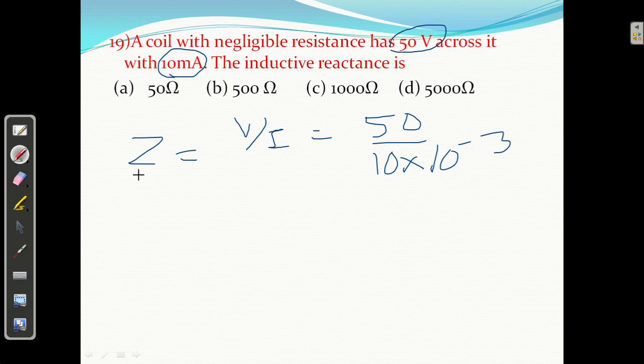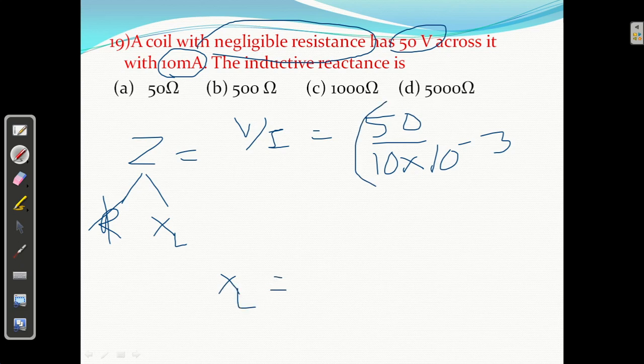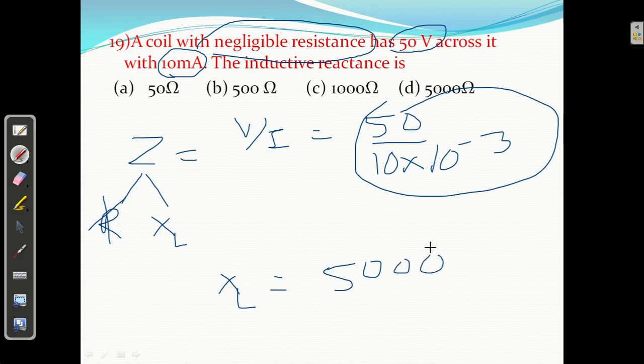Z has two parts, R and X, the inductive reactance XL. Here they have given negligible resistance, meaning R is not there, so only X, which we call inductive reactance, is the answer. So 50 upon 10 into 10 raised to power minus 3 is 5000. D is the correct answer. So for 19, D is correct.